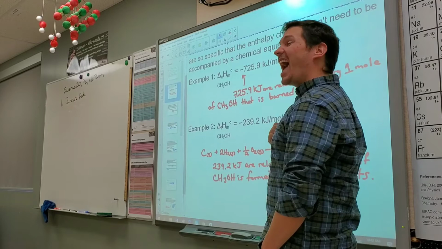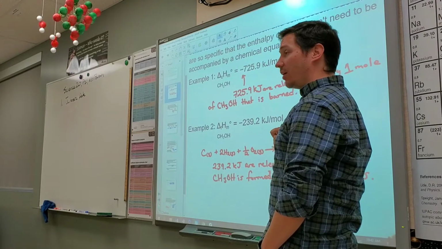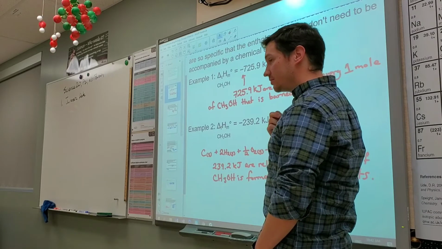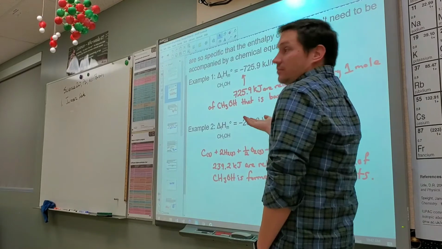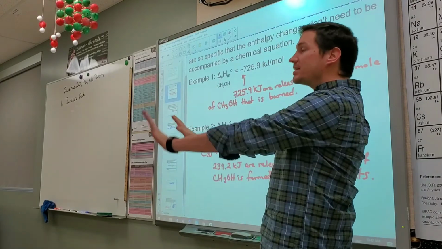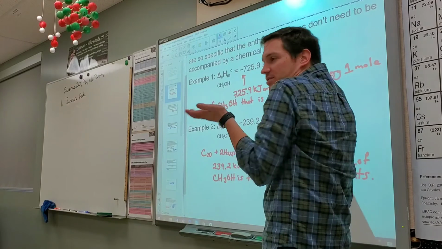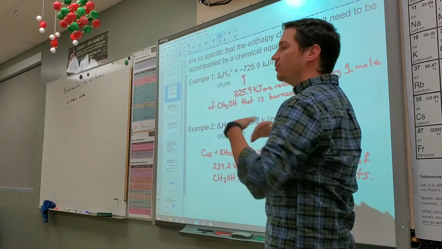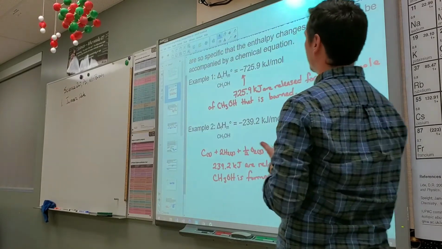What if we burned half of a mole of methanol? How much energy would we give off? 360. Yeah, you know exactly what's going on. It's half of this, right? If that's the molar enthalpy and we burn half a mole, then it's half of the molar enthalpy, exactly.